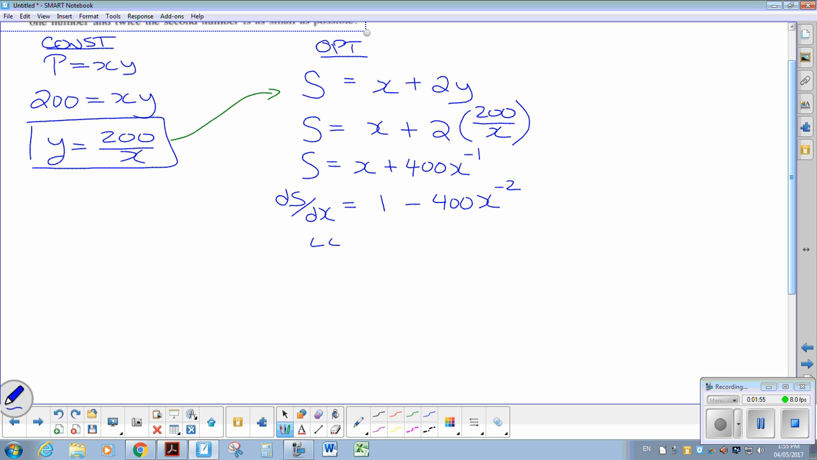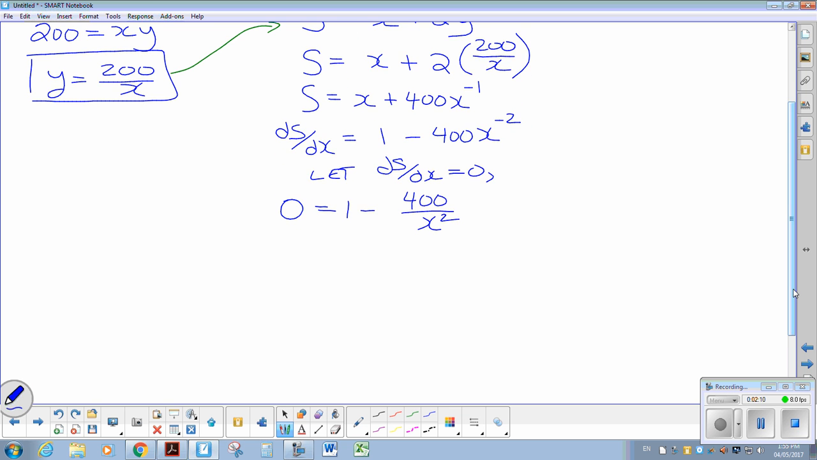To optimize, we have to let the derivative of the sum with respect to x equal 0. So 0 equals 1 minus, and then I'm going to go back to positive exponents, 400 over x squared, which means that 400 over x squared equals 1, or 400 equals x squared. Take the square root of both sides. I get x equals 20.